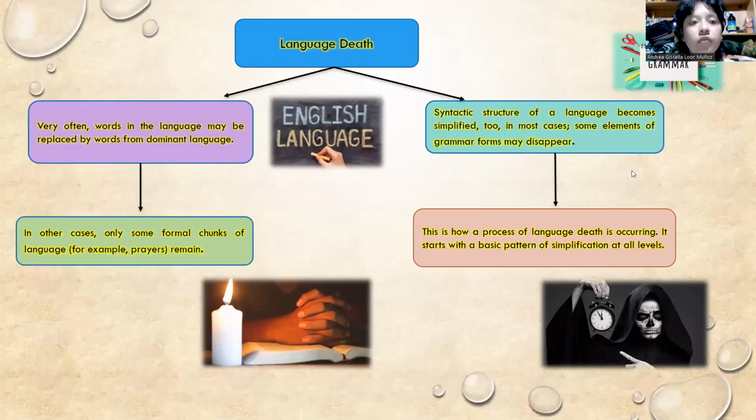Language death also very often involves words in the language being replaced by words from a dominant language. In this case, we have the English language around the world. The syntactic structure of a language becomes simplified too. In most cases, some elements of grammar forms may disappear. In other cases, only some formal chunks of language, for example prayers, remain. This is how a process of language death occurs. It starts with a basic pattern of simplification at all levels.